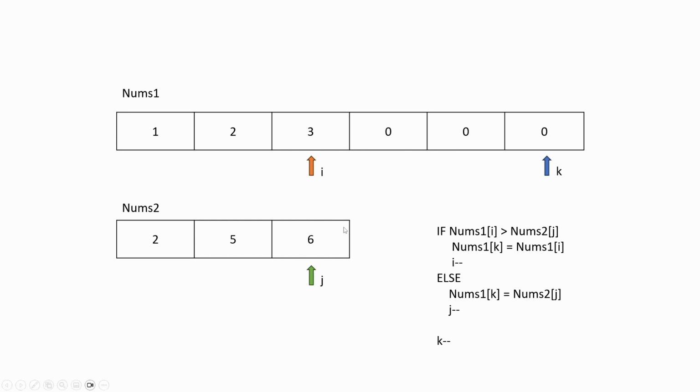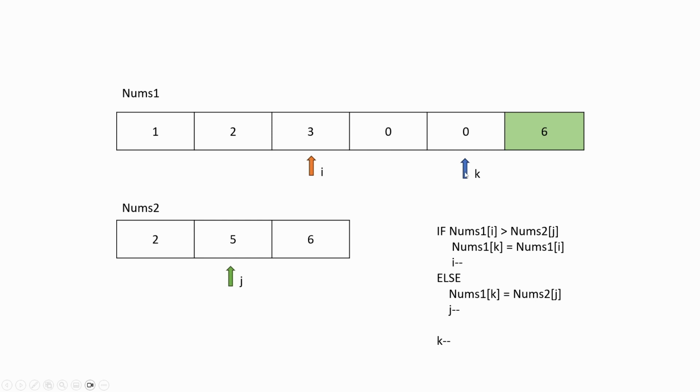Let's make the first step. As we can see, nums1 at position i is not bigger than nums2 at position j. So we go to this second condition here. We update the position k here to 6, getting this value from the array nums2. And we also update the pointer j and the pointer k here.